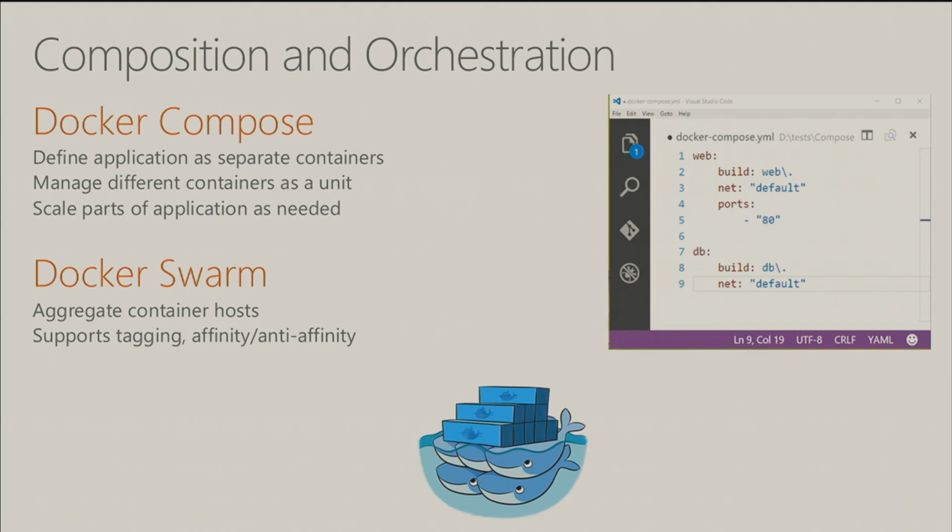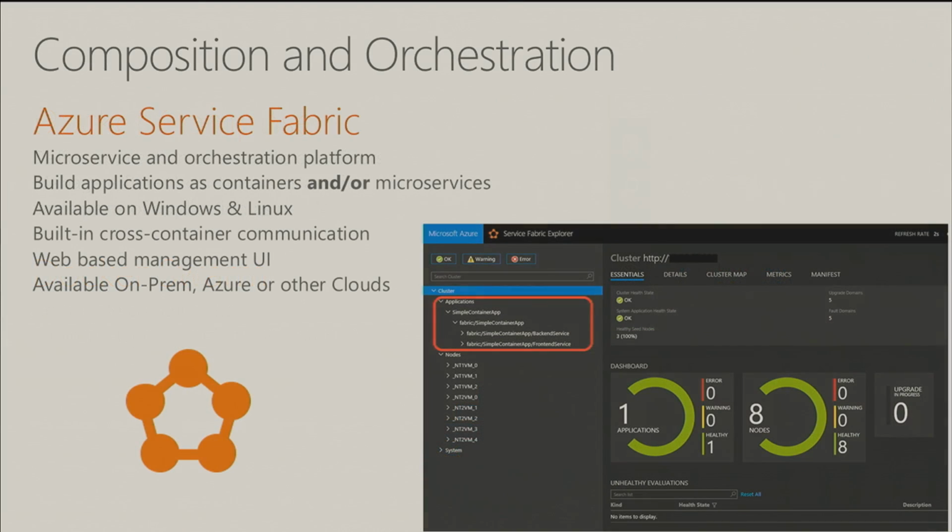Right? And it supports notions such as tagging and anti-affinity and affinity and the things you generally expect to see out of clustering type technology. Right? Another option around this is Azure Service Fabric. Now, there's some confusion around this as people are going, well, wait a minute, I heard Service Fabric, I thought I had to rewrite my whole app to use that.